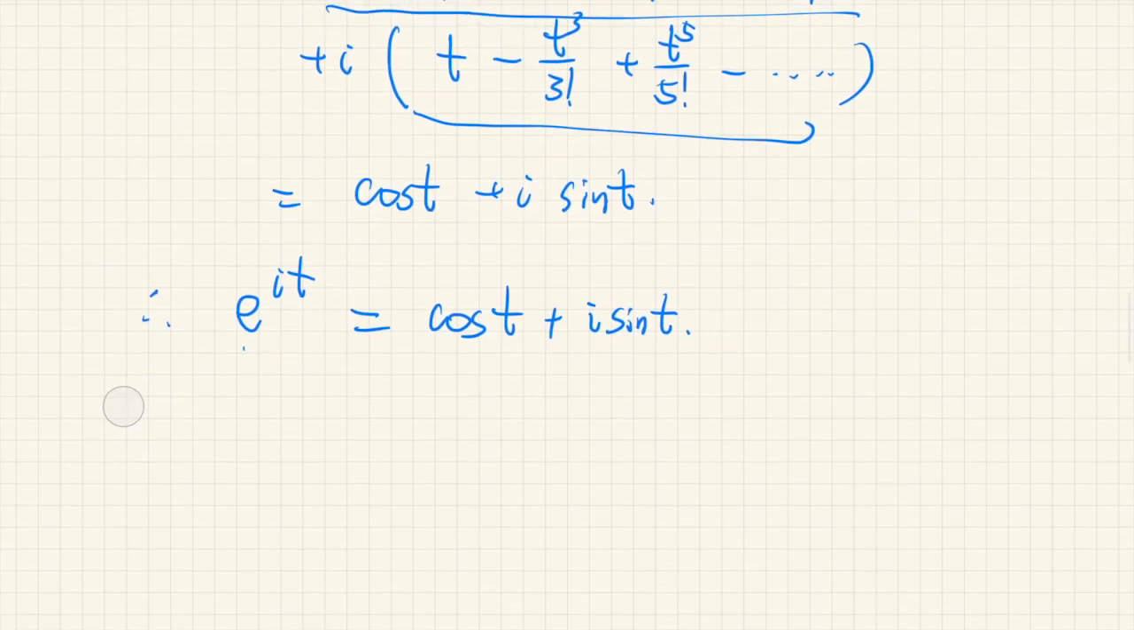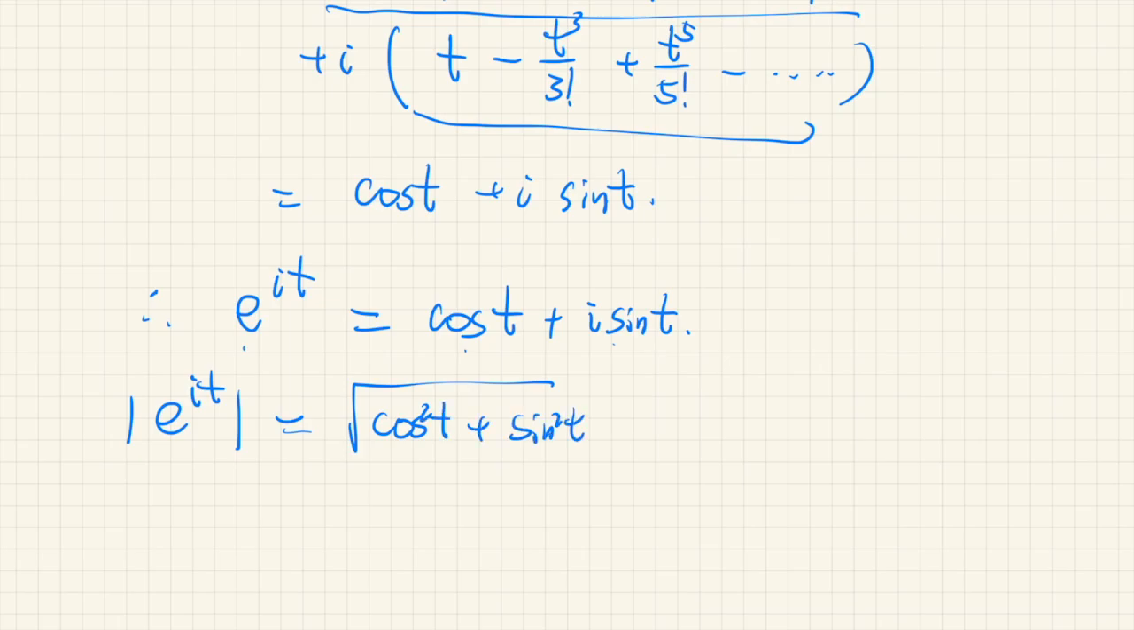Now, let's calculate the absolute value of this quantity. So cosine t is the real part and sine t is the imaginary part. So that is the square root of cosine squared t plus sine squared t, which is equal to 1. And of course, the complex conjugate of this is cosine t minus i sine t.